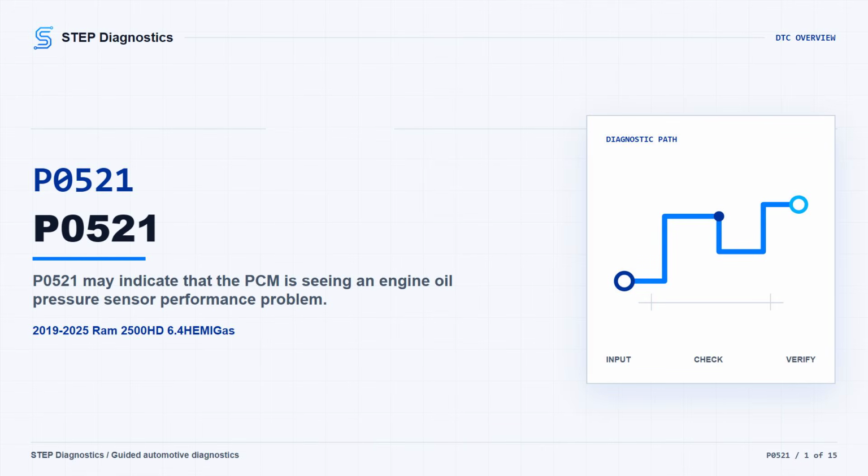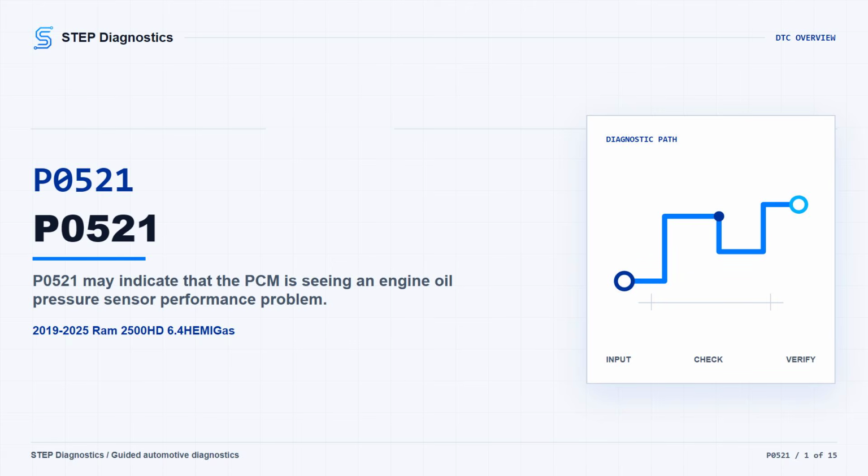on this Ram 2500 HD with the 6.4 gas engine, P0521 is an engine oil pressure sensor performance fault. In plain terms, the PCM may be seeing oil pressure information that does not line up with what it expects.